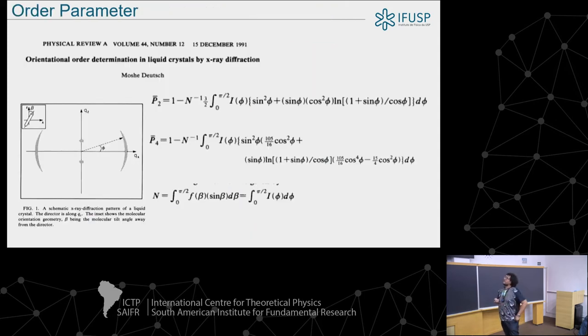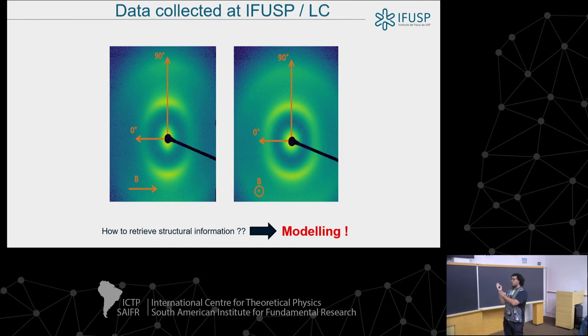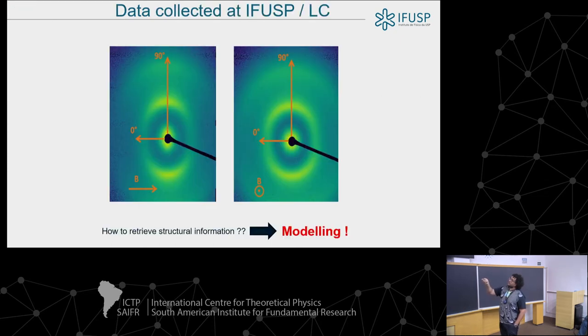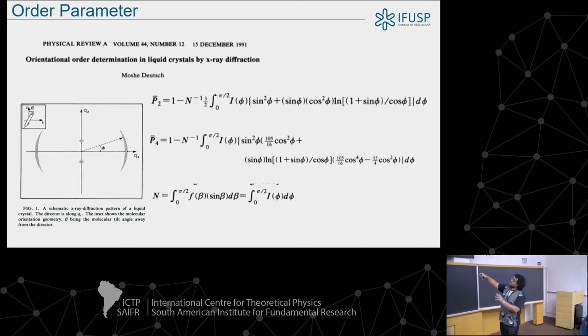Now, how can we model this in order to have structural information? Since we have orientation, or intrinsic orientation, one interesting approach that we can do is try to obtain some indications of the order parameter moments directly from the scattering data. One of the approaches for doing that is shown here in this article from Moshe Deutsch. Basically, what he does is you select some features in your scattering data, and then based on these features, you are able to integrate over this feature.